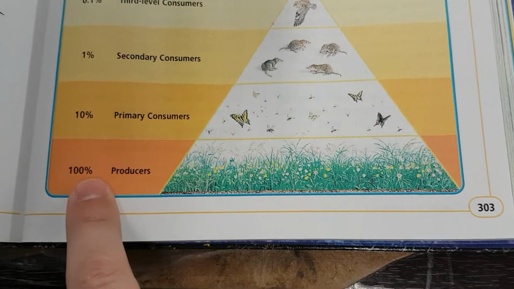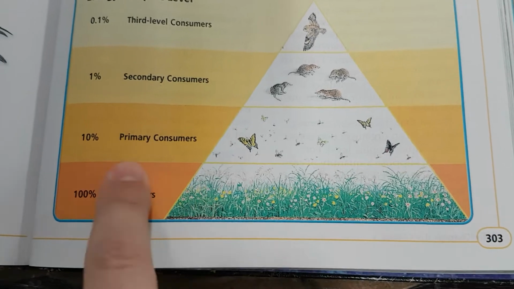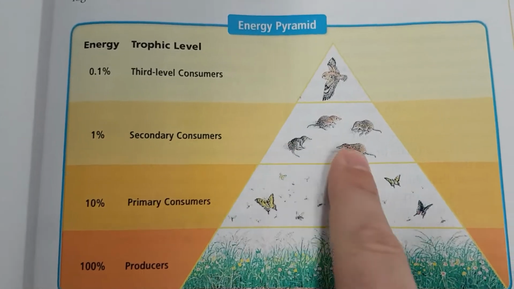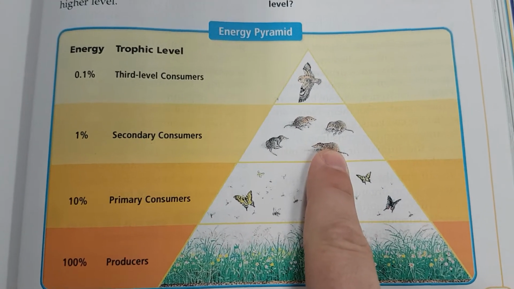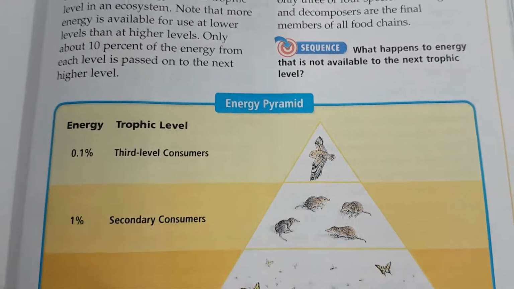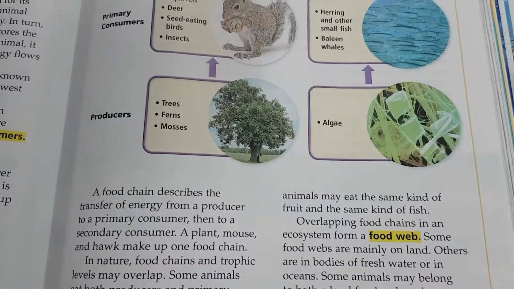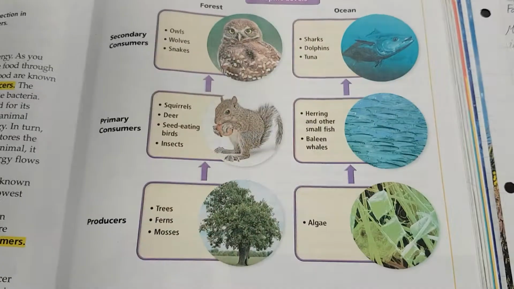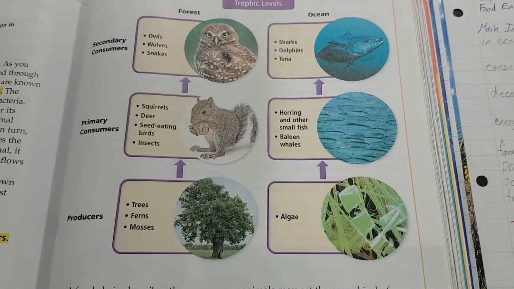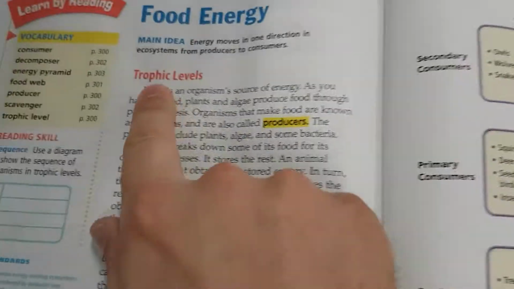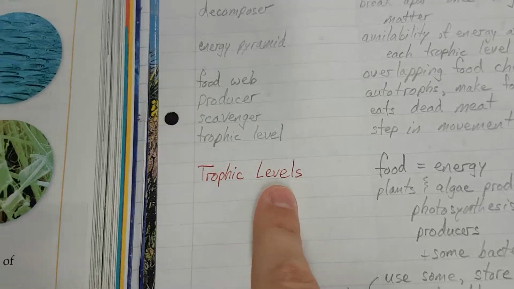Like here, 100% of the energy at producers, only 10% of that energy goes on to the primary consumers, and then you only end up with 1% of the original energy to the secondary consumers, and then you only end up with 0.1% at the third level consumers. Or same thing here. Energy moves from producers to primary consumers to secondary consumers in a food chain. And when they overlap, it makes a food web. All right. Trophic levels.